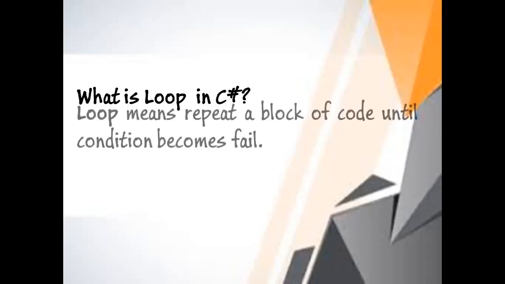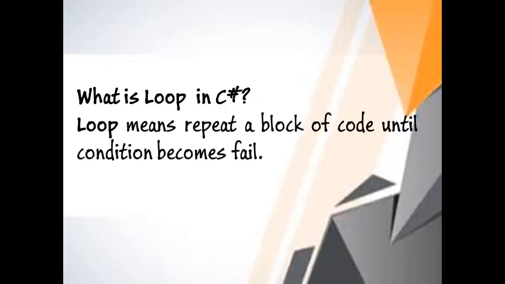So what is loop in C-sharp? Loop means repeat a block of code until condition becomes fail. As like other programming languages, C# also provides a rich set of looping statements such as for loop, while loop, do while loop, for each loop, and many more.